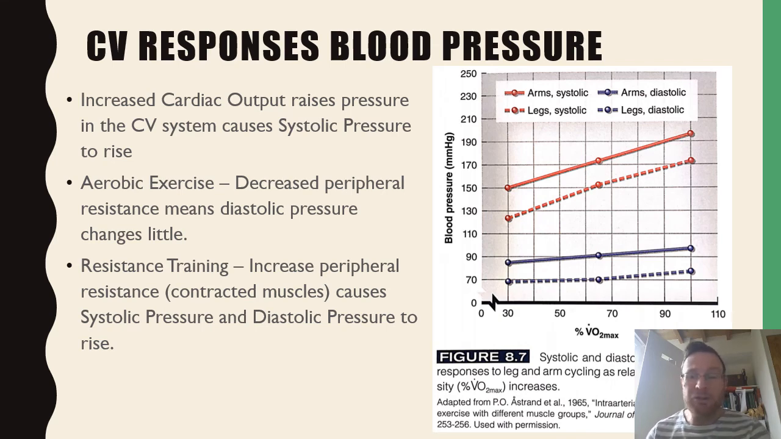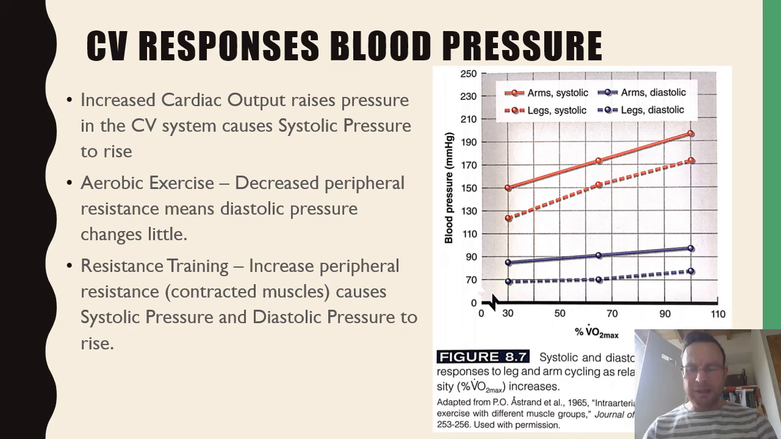So here we need to just talk about blood pressure briefly. Remember, we have systolic pressure and diastolic pressure. The diastolic pressure is the pressure in the system when the heart is relaxing, and the systolic pressure is the pressure in the system when the heart beats. Now remember, cardiac output, stroke volume times heart rate, is always going to increase. So as cardiac output increases, the systolic pressure is going to rise.